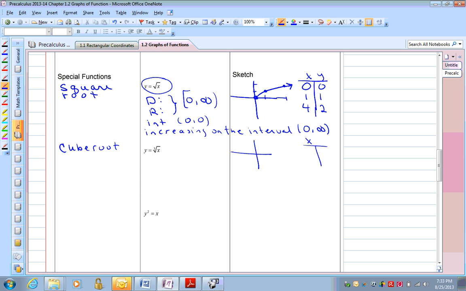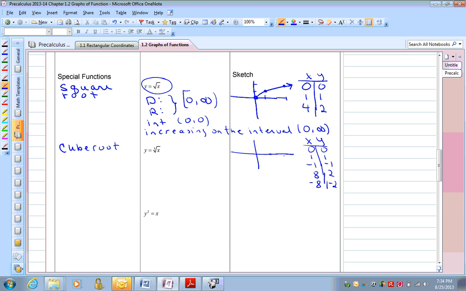I'm just going to fill in my chart real quick. So if you had 0, the cube root of 0 would be 0. The cube root of 1 would be 1. But the cube root of negative 1 would be negative 1, because negative times negative times negative would yield a negative. So for odd roots, you can have negative values. For even roots, you cannot. Let's go ahead next and pick something carefully. So we would pick maybe 8, because the cube root of 8 would be 2, and the cube root of negative 8 would be negative 2. And that's probably good enough.